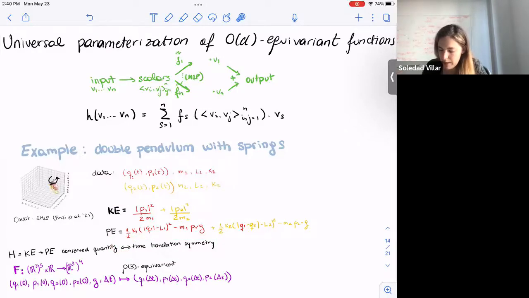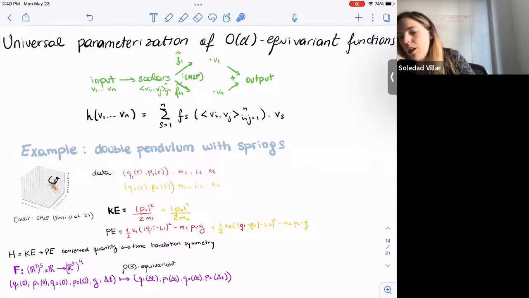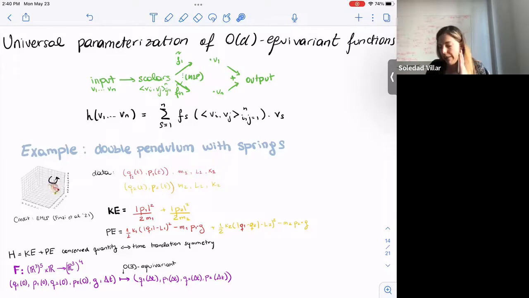And what we did is we wrote this as an O3 equivariant, meaning that if we have the positions and momentums of the two masses and the gravity vector as an input, then the prediction is O3 equivariant. So if you have the gravity as an input, then you know that if you rotate everything, the gravity, oops.